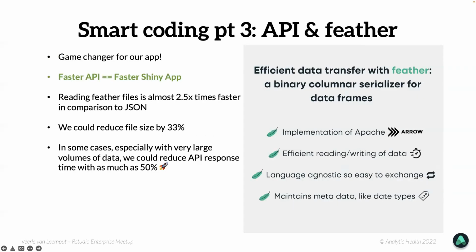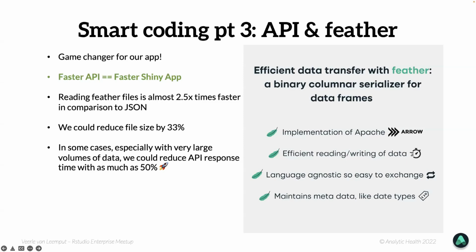Then another thing about the API, how you can speed that up. Because as I said, our app is about retrieving data from the API, displaying it, and making it available to download. So in our case, it means the faster our API is, the faster our Shiny app is.